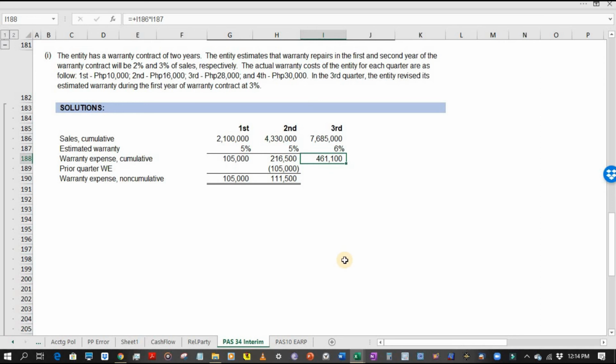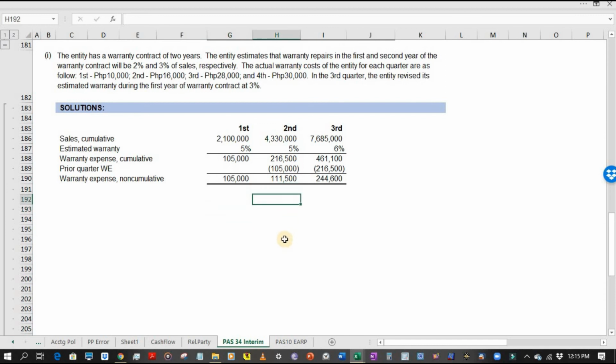And since we have already recorded a warranty expense during the first 6 months, which has a total of 216,500, which is computed at 5%, there is a need for an adjustment of 244,600, which is the warranty expense to be recorded during the third quarter. So if there is a revision of the estimate, there is no need to revise the previously presented warranty expense of 105,000 and 111,500.